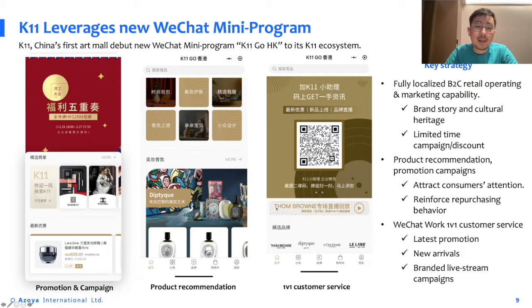The next case study is K11. K11 is China's first art mall, and they debuted a new mini program, K11 Go Hong Kong, in the K11 ecosystem. Customer engagement activities are driven by localized e-commerce campaigns, product recommendations, and one-to-one customer service. Consumers can get access to the latest promotions, new arrivals, and even participate in some of the branded live stream campaigns.